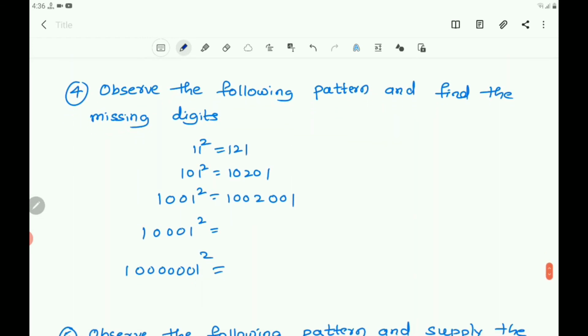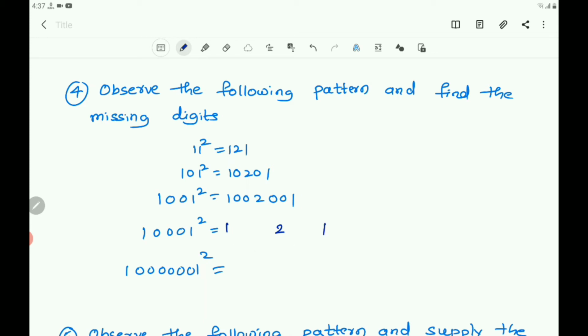Next one is the fourth question. Observe the following pattern and find the missing digits. See the first one, 11 squared is 121. 101 squared is 10201. 1001 squared is 1002001. And 10,001 squared, that is, 1 is given, next 2 is given, next 1 is given.